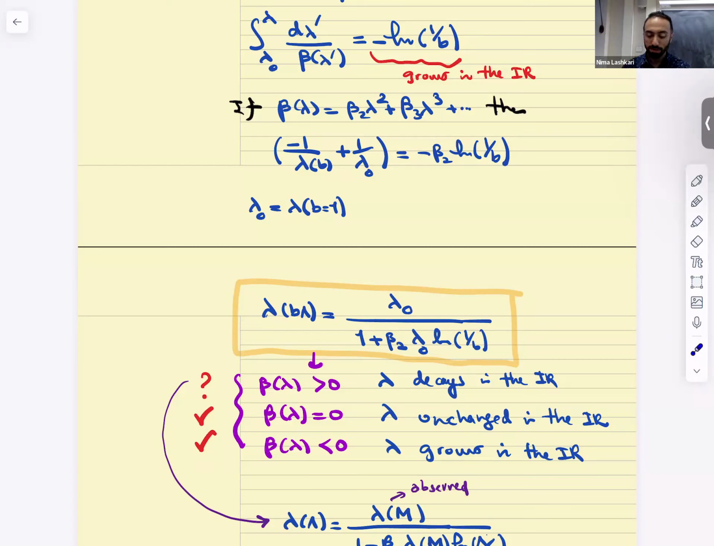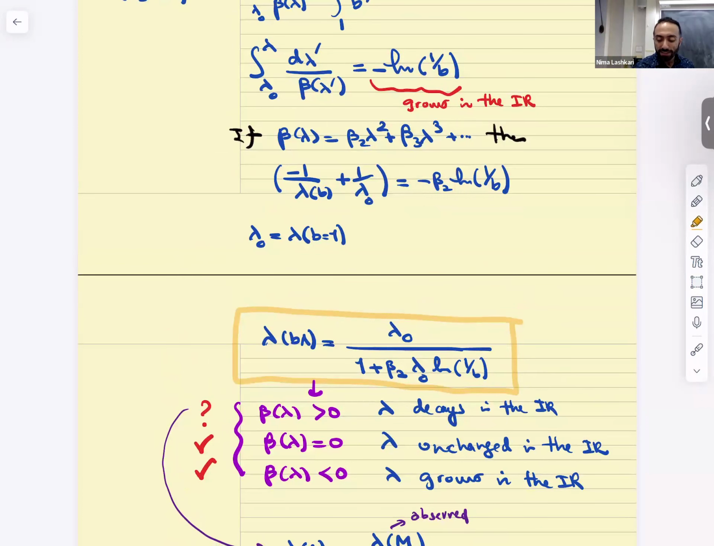Irrelevant. Beta equals 0, lambda is unchanged. Beta 2, sorry. Well, beta equals 0. And beta less than 0, lambda grows towards the IR. That's irrelevant. So this was marginal, this is relevant.